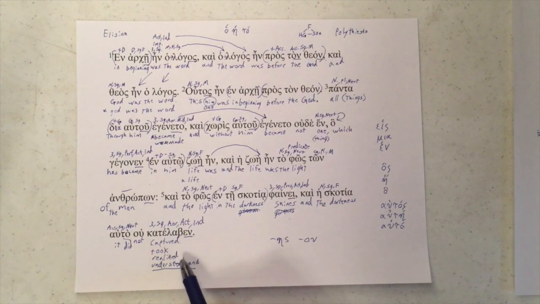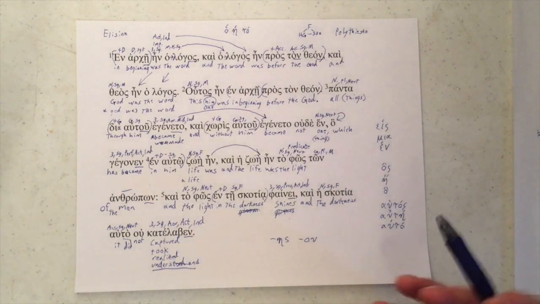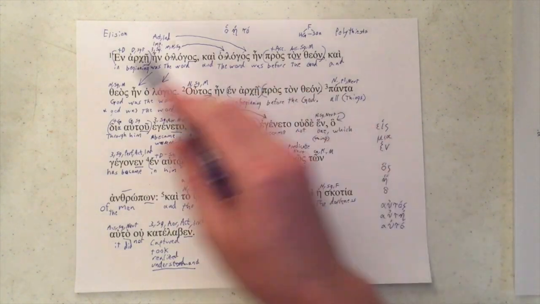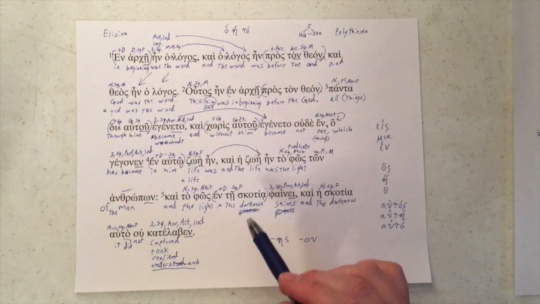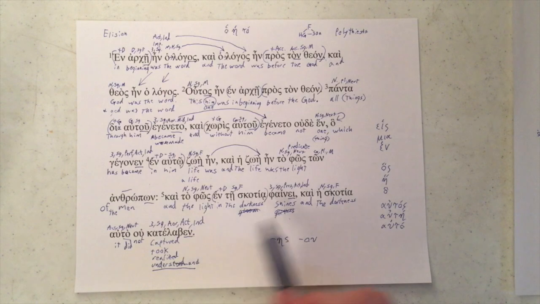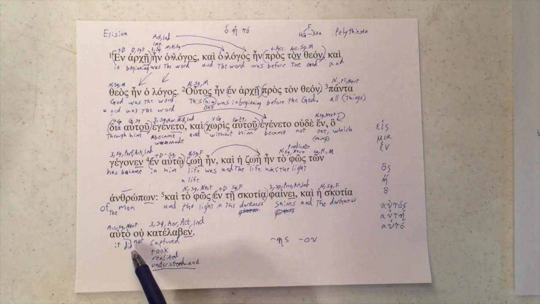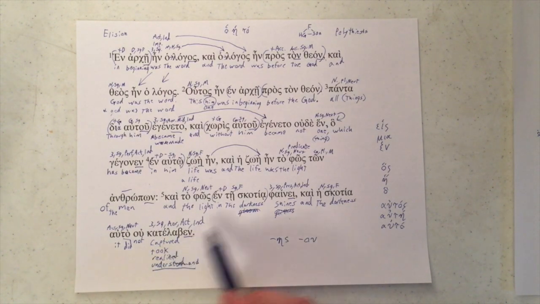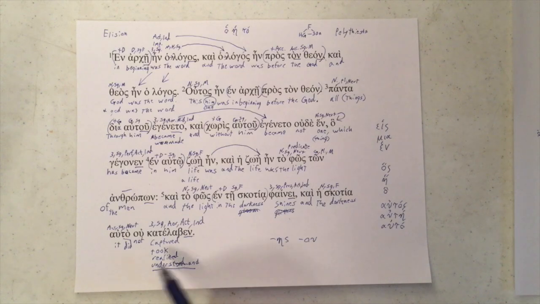Though captured, took, and realized, all of those are technically options. And the darkness did not capture it. It doesn't quite fit the context of the rest of these, the verses beforehand. And the darkness did not take it, same idea as captured. And the darkness did not realize it. Well, realize it, what does that even mean?